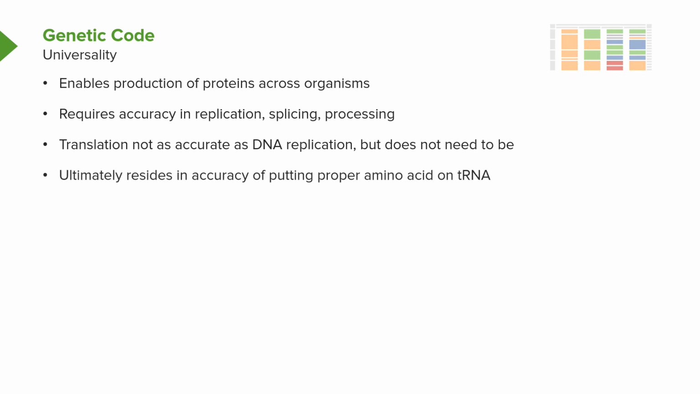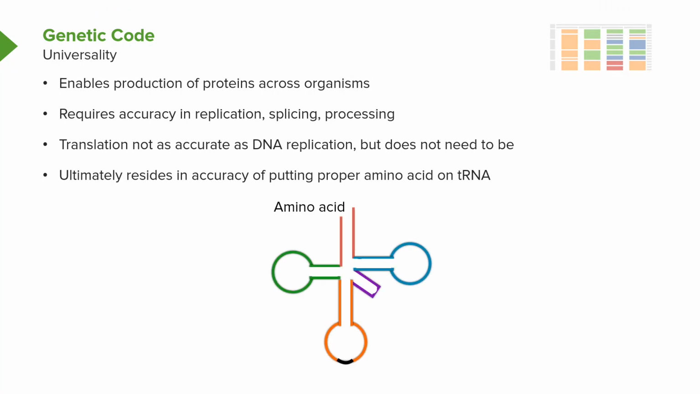So the ultimate function of the genetic code and the ultimate value of the genetic code is in the accuracy of all these processes, and the last part of it is putting the right amino acid onto a transfer RNA. Now, the transfer RNA, of course, is the molecule that carries the amino acid to the ribosome.